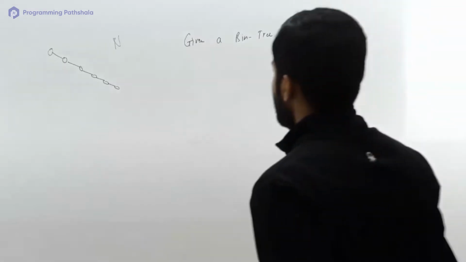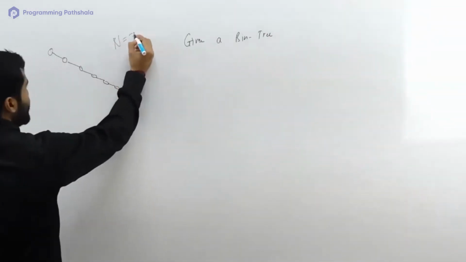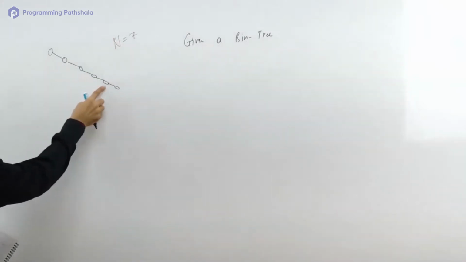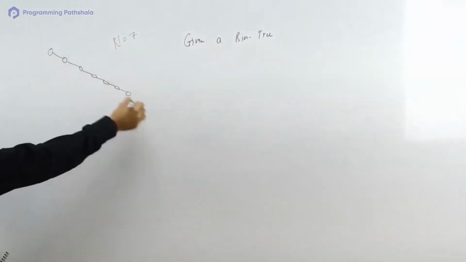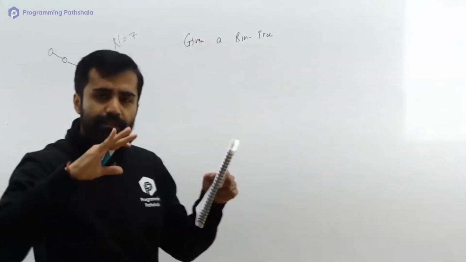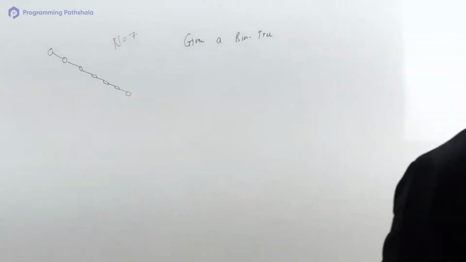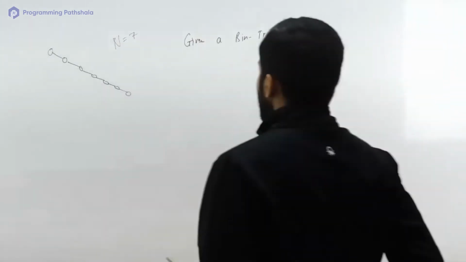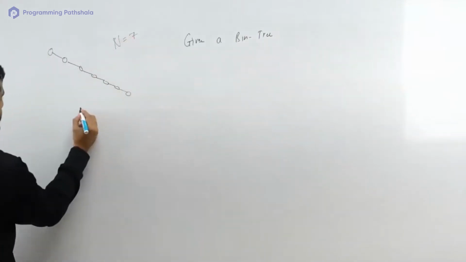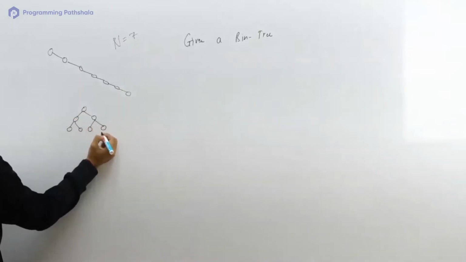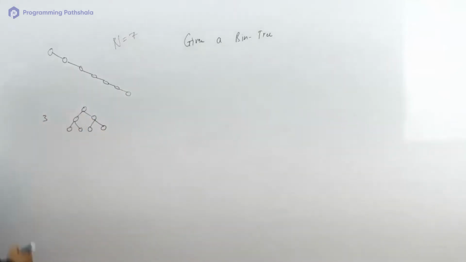Let's take an example. Let's say n is equal to 7. You have got 1, 2, 3, 4, 5, 6, 7, 7 nodes along the same line. Here the height is 7. And if there are 7 nodes, just take out your pen and paper and tell me what will be the minimum height. Minimum height will happen when you have got a perfect tree. In this case, the height is 3.